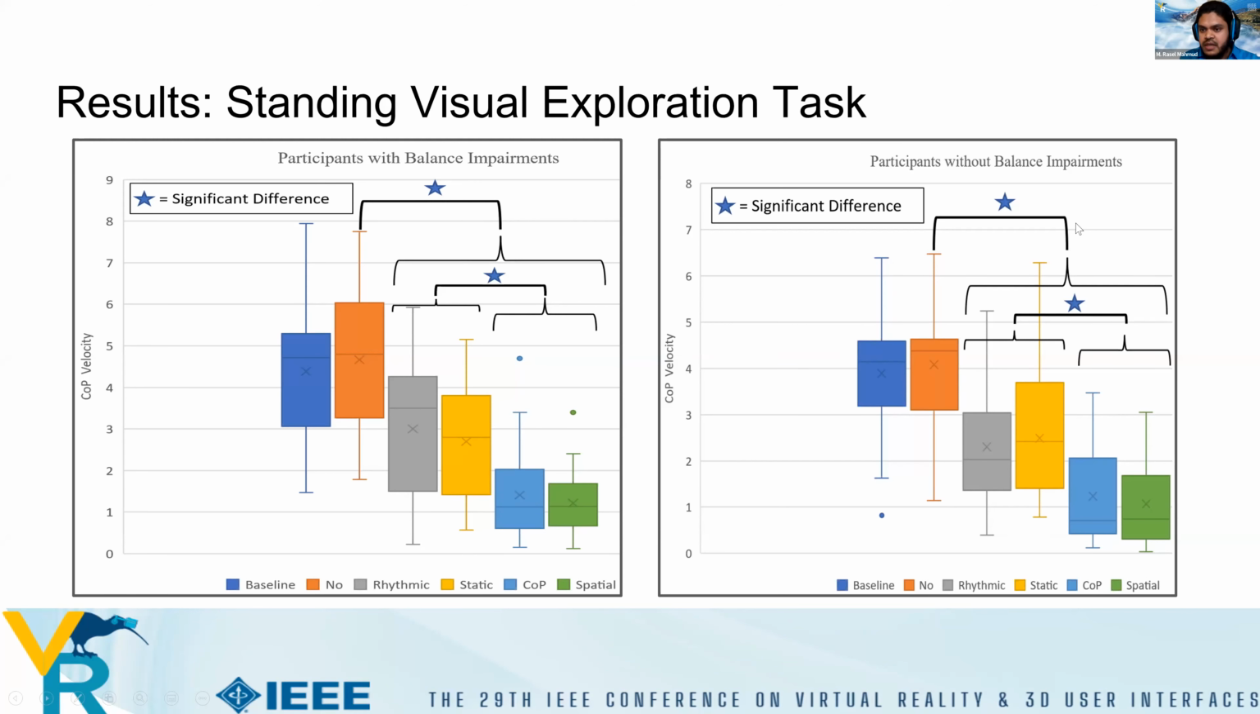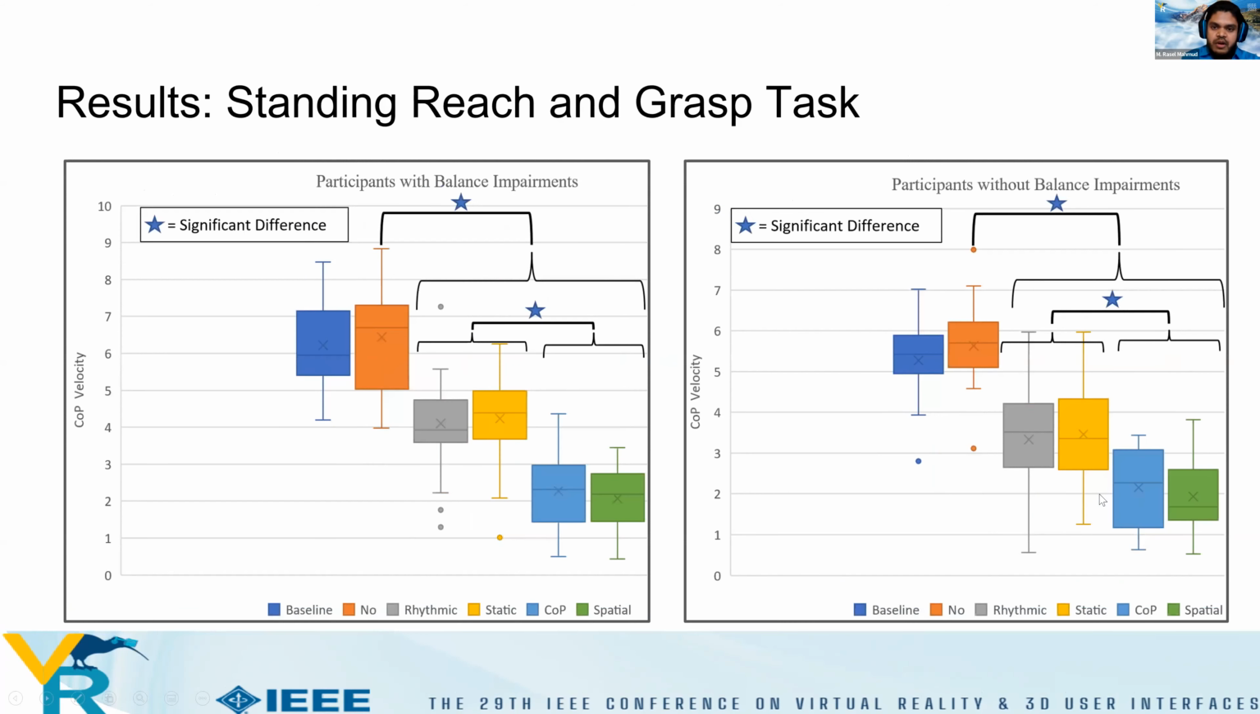We also found similar results for participants without balance impairment, where spatial and COP audio outperformed the others. Also, we found similar results for the standing reach and grasp task, where spatial and COP audio outperformed all other conditions for both participants with balance impairment and participants without balance impairment.